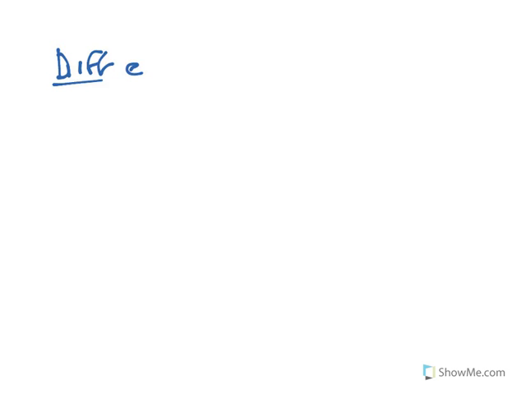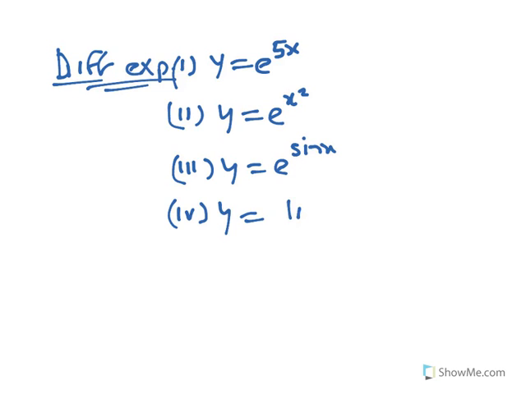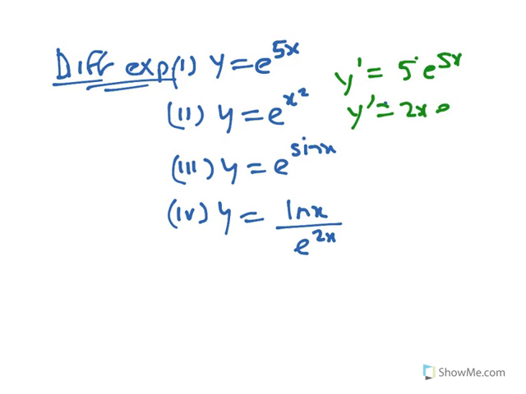And we know differentiating an exponential, so y equals e to the 5x, y equals e to the x squared, y equals e to the sine x. And then I'll do some that maybe combine a couple of them, and do a quotient as well. Okay, so looking at this then, the first one, y dash equals 5e to the 5x. The second one, y dash is 2x e to the x squared. The third one, y dash, sine goes to cos x e to the sine x.